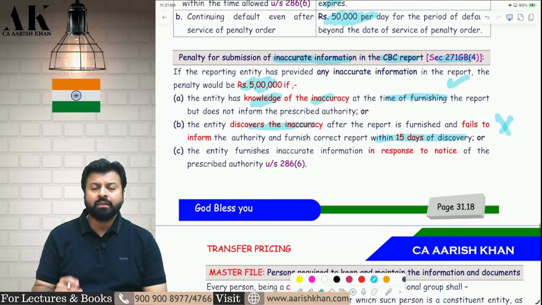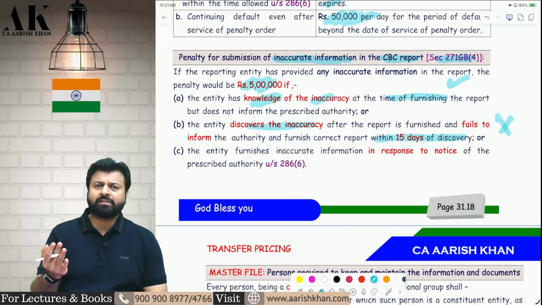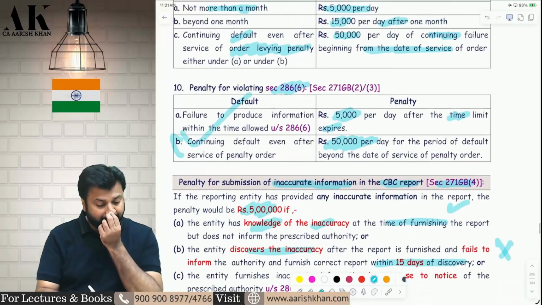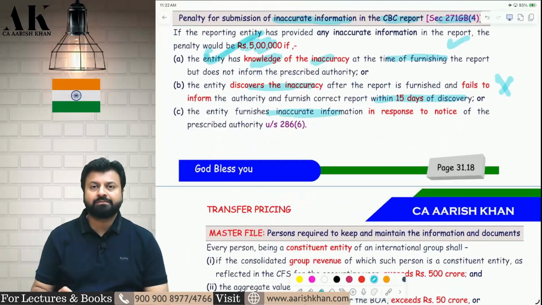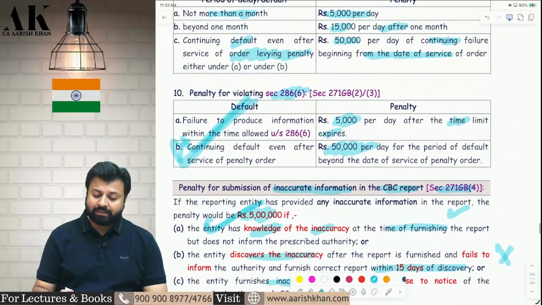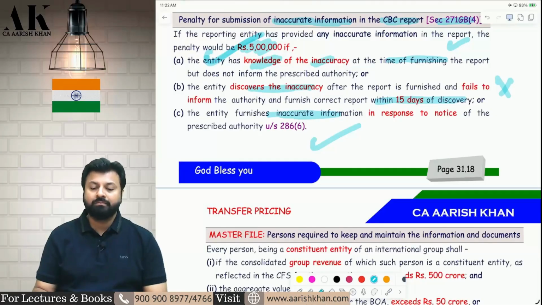Third, the Joint Commissioner under 286 subsection 6, last subsection, asks for some information which you have to furnish within 30 plus 30 days. If you don't furnish, then this penalty is imposed. But if you furnish and give inaccurate information, then this penalty will be imposed. So for non-furnishing, 5,000 and 50,000. And for wrong furnishing, it is 5 lakh rupees. I hope it is clear to all of you.